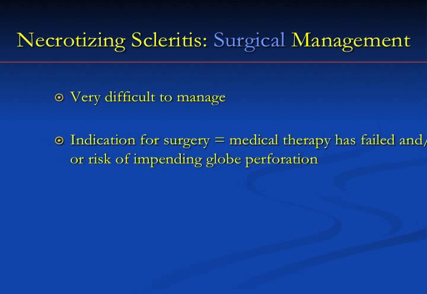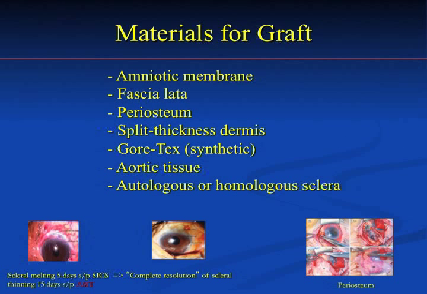So when medical treatment is failing, we need to do surgery in order to get the symptoms better, and as I will show you, to save the eye practically in this case. And it's not always easy. The materials that could be used are diverse. It can be the amniotic membrane, and I'm going to talk more in detail about it, but sometimes fascia lata is used, periosteum, sometimes the dermis and split thickness, sometimes some synthetic material that companies have available. Aortic tissue was reported as well, or autologous or homologous sclera.